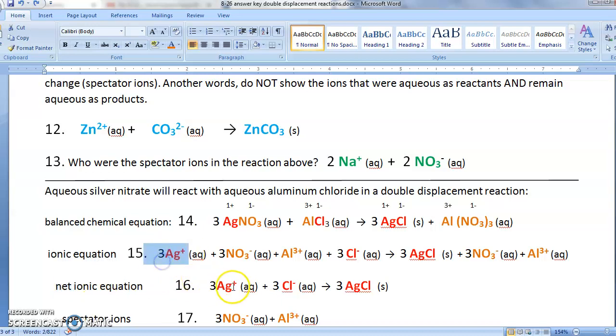So we would write 3 Ag pluses, 3 Cl minuses on the reactant side. The product side, we would write what it changed into, a solid precipitate, 3 AgCl.